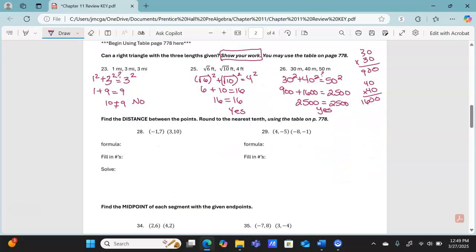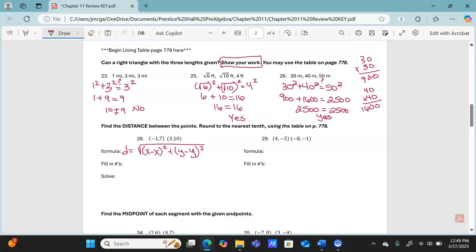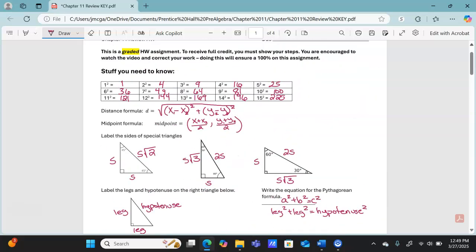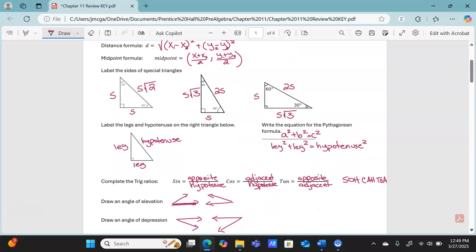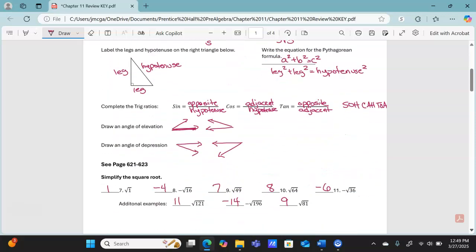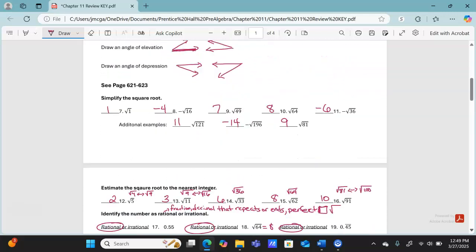Find the distance. So your distance formula is D equals x minus x quantity squared plus y minus y quantity squared. What I'm going to do when I give your test is you will have a page very similar to this first page that you have to fill out, and then you'll turn that in, and then I will give you this information for the rest of the test.